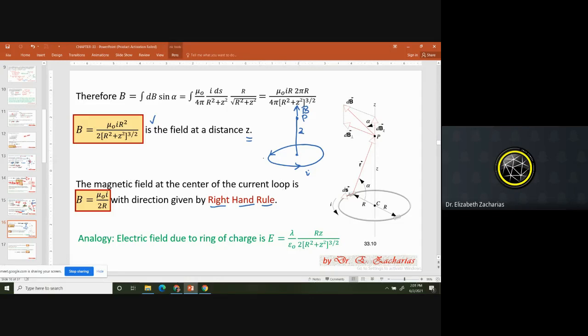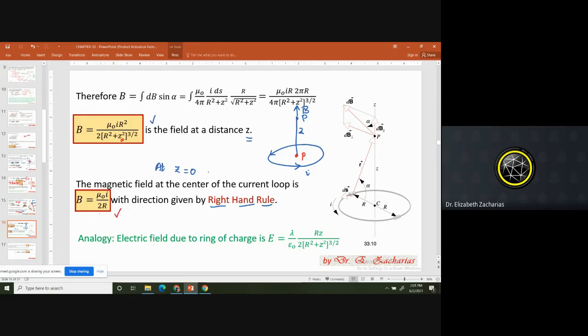Okay, next, before that, what happens if z is 0? At z equal to 0, I'm talking about a point P here. My point P has come to the center of the circular loop. When it comes to the center of the circular loop, in this equation, wherever z is there, you have to put a 0. That's all. So when you do that, you're going to get mu naught I by 2r.